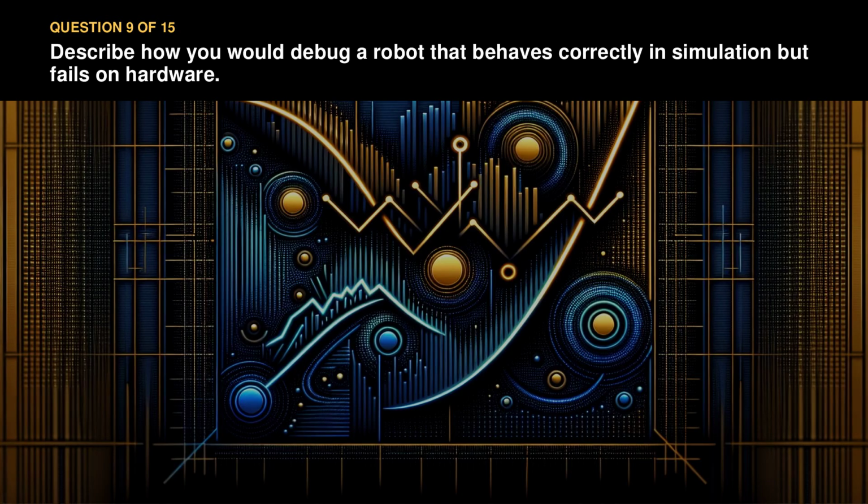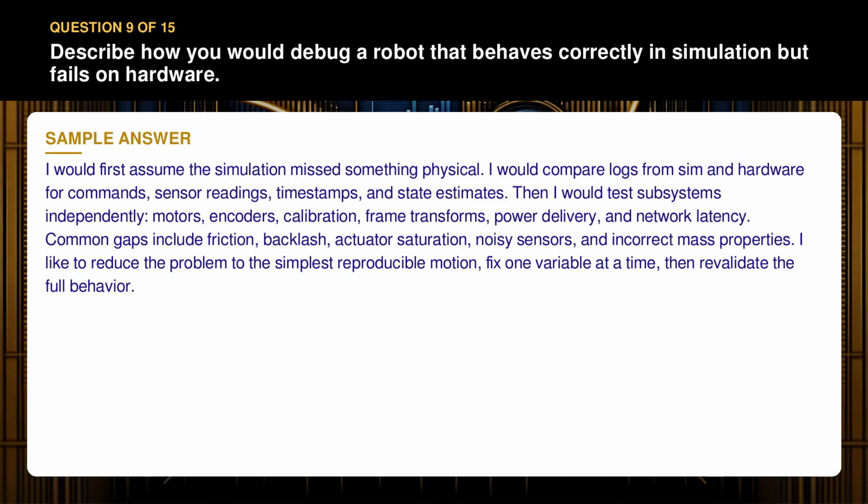Question 9. Describe how you would debug a robot that behaves correctly in simulation but fails on hardware. I would first assume the simulation missed something physical. I would compare logs from sim and hardware for commands, sensor readings, timestamps, and state estimates. Then I would test subsystems independently: motors, encoders, calibration, frame transforms, power delivery, and network latency. Common gaps include friction, backlash, actuator saturation, noisy sensors, and incorrect mass properties.